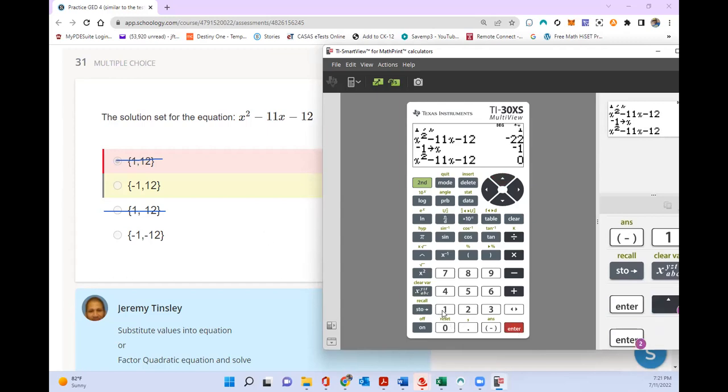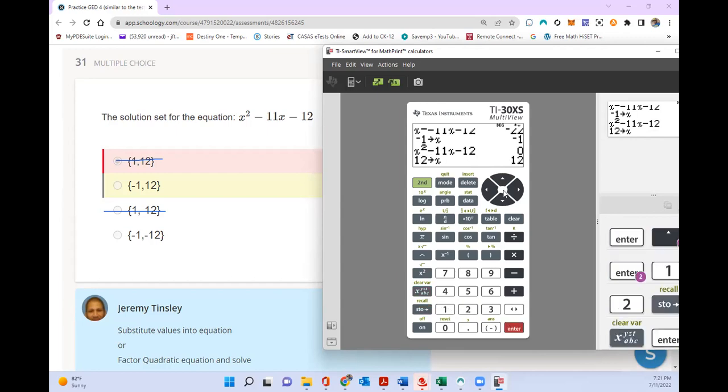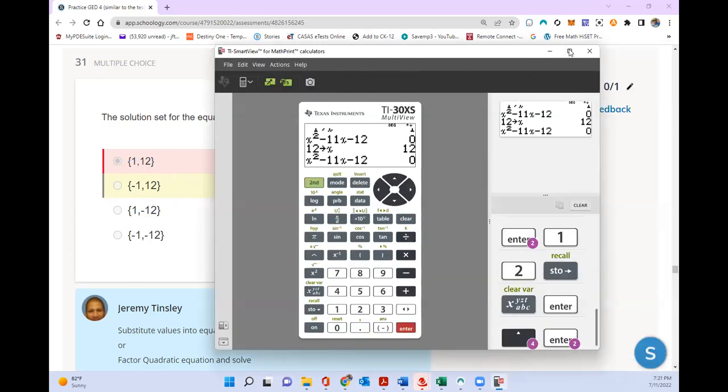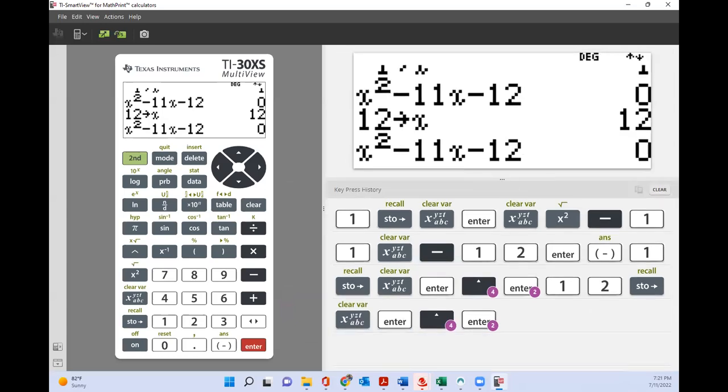Let's try 12. 12 store X, go back up to my expression, press enter once, and then enter again. I got 0, I got my answer. That took me 20 seconds. You mean to tell me I'm trying to figure this out in my head and not using the calculator? Yes, that's what I'm trying to tell you.